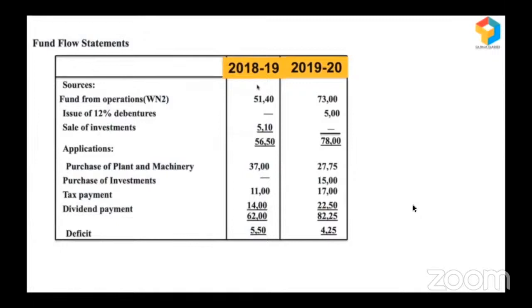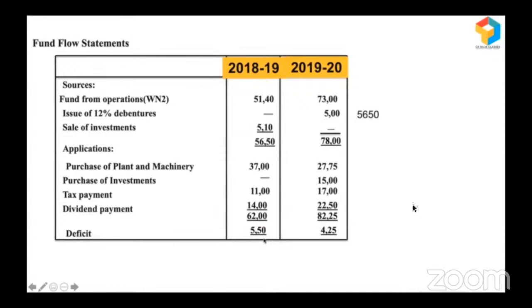And here I'm not teaching you how to prepare a fund flow statement, but I'm teaching you how to read the fund flow statement. Okay, look, in 2018-19, they had long-term sources from operations and by selling investment of 5,650. And these are all their long-term uses. They purchased plant and machinery, they paid taxes, they paid dividend. Okay, so 5,650 was the source, 6,200 was the use, there was a deficit of 550.